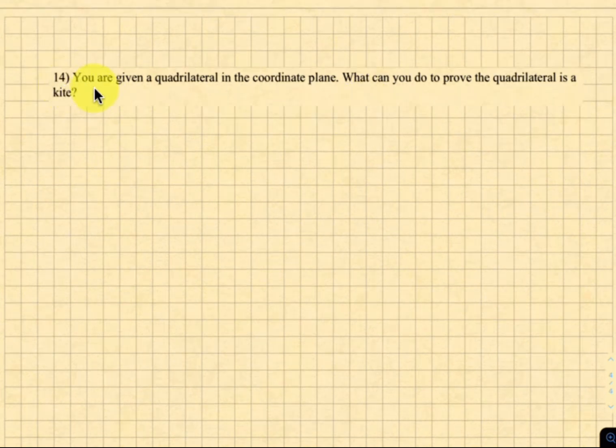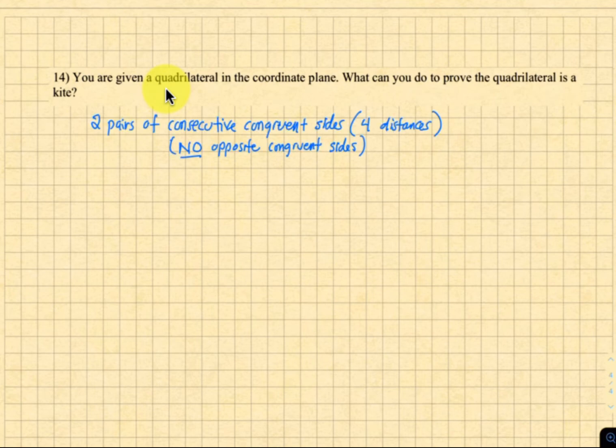For number 14, you're given a quadrilateral in the coordinate plane. What can you do to prove the quadrilateral is a kite? You simply prove that you have 2 pairs of consecutive congruent sides. So you'd have to show all 4 distances. And of course, the 2 pairs of congruent sides, those are consecutive. They are not opposite.